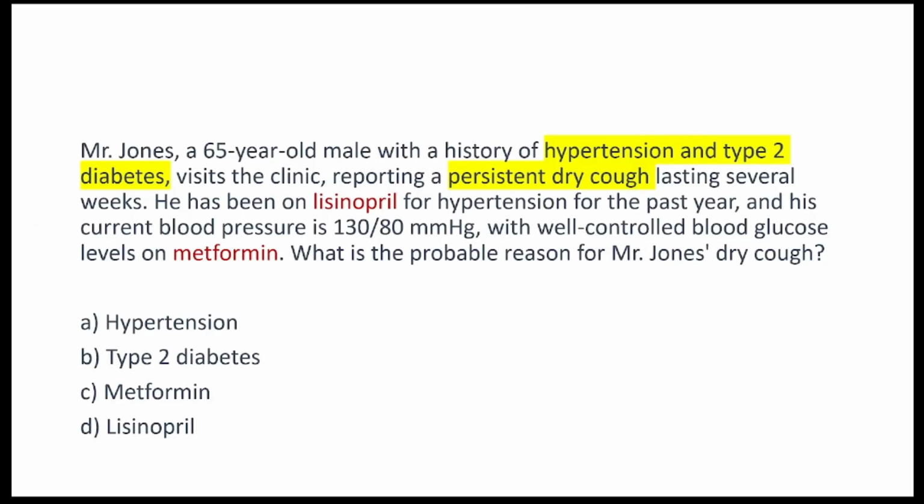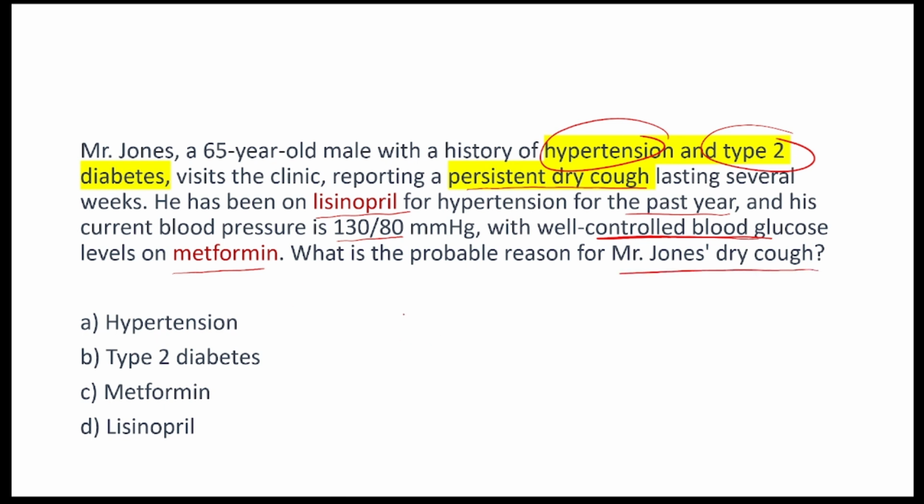Okay, a case study now. Mr. Jones, a 65-year-old male with a history of hypertension and type 2 diabetes, visits the clinic reporting a persistent dry cough for the last several weeks. He has been on lisinopril for hypertension for the past year, and his current blood pressure is 130/80, well controlled. His blood glucose is controlled and the patient is already on metformin. What is the probable reason for Mr. Jones' dry cough? What do you think?